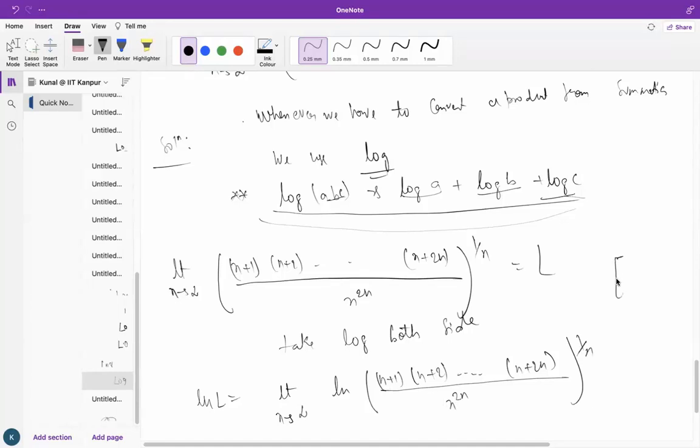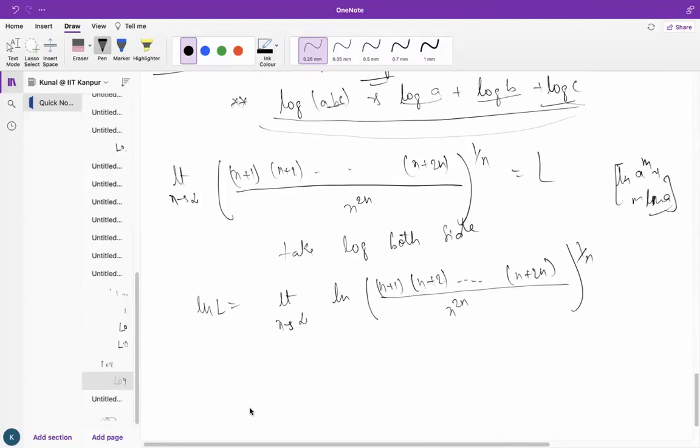And we also know a property of log, like log of a to the power m is equal to m log a. So this thing, I think you are familiar with. So we can write this power into a. So ln L is equal to the limit n tending to infinity of 1 by n. I hope you'll all understand what I'm doing here.